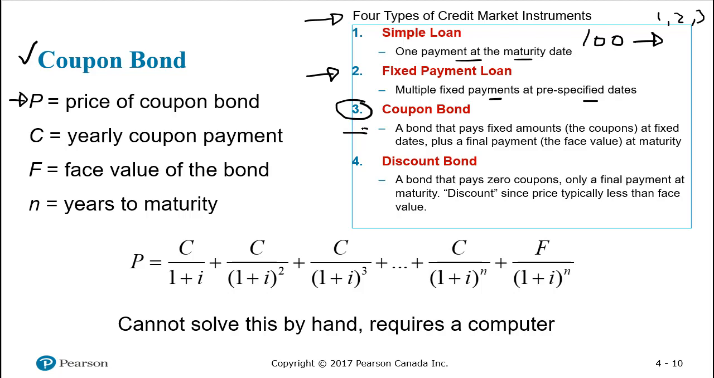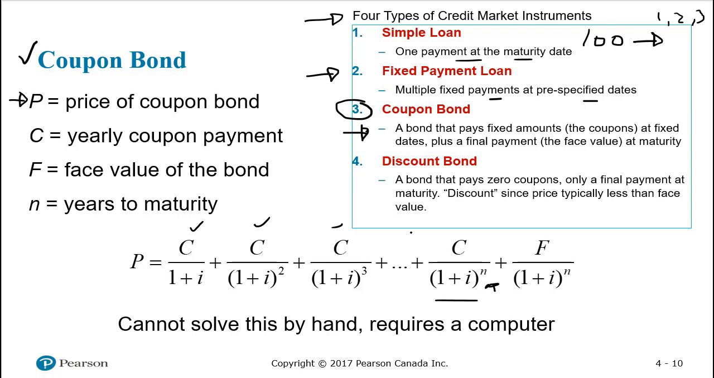So I just want to bring up this description just to remind you that a coupon bond is a bond that pays fixed amounts, the coupons, at fixed dates, plus a final payment, the face value at the maturity. So we can see here that the price of the coupon bond is really just the sum of the future cash flows. So here's the first coupon payment, the second, the third, etc. Running along, you can see to the power of n. It could be a 5-year bond, 10-year bond, etc.